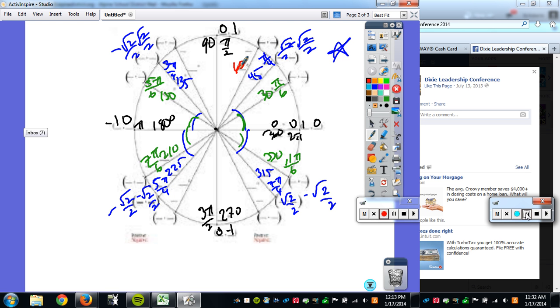Well, notice 30 plus 30 gets me to 60. So the pi 6 plus pi 6 gets me to 60. So what's that? That's 2 pi 6, which is pi thirds. Everybody understand where I got pi thirds?